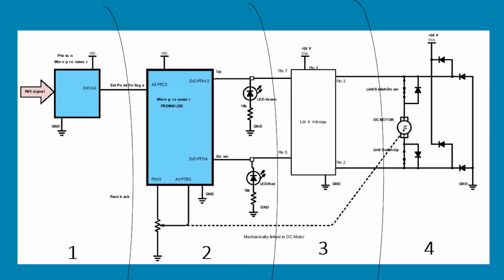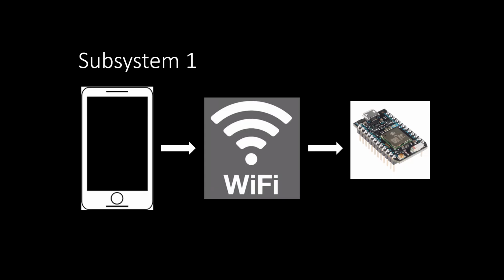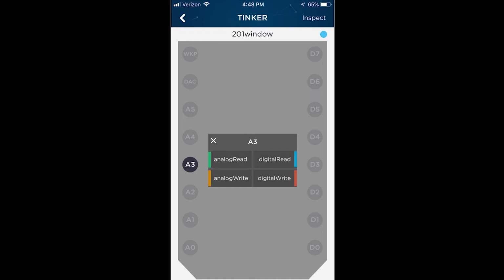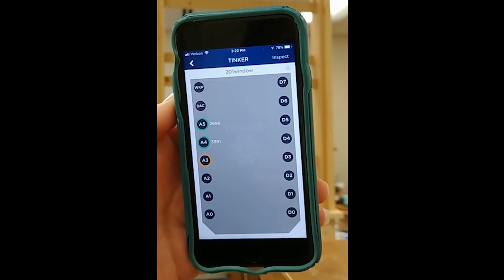The best method of describing a circuit is by dividing it into subsystems. This system includes 4 subsystems. The first subsystem is the Photon, a Wi-Fi enabled device created by Particle. This programmable device connects to a phone app, allowing for inputs to be observed and outputs to be controlled remotely via smartphone. Its purpose in the setup was to send a set point to a microcontroller.